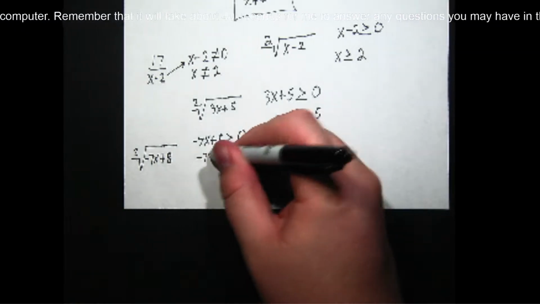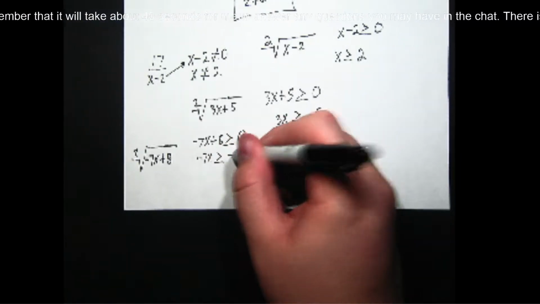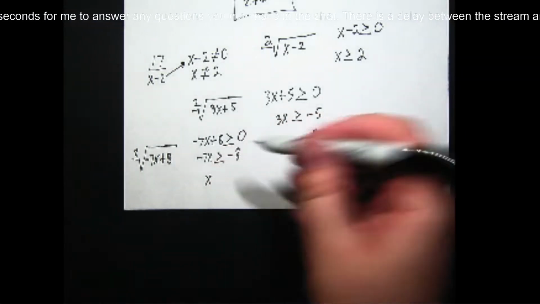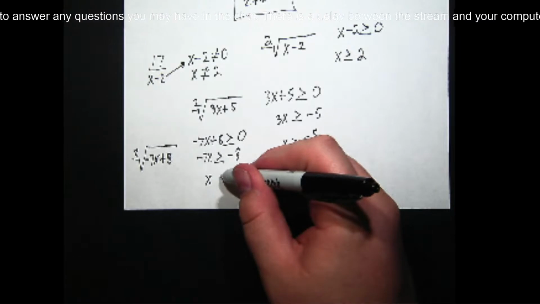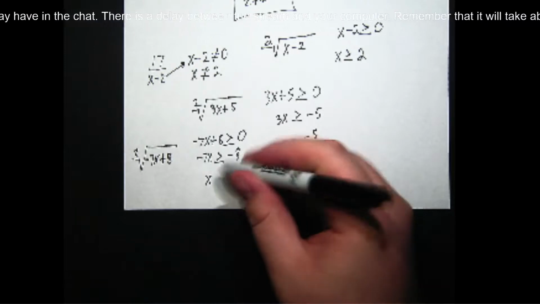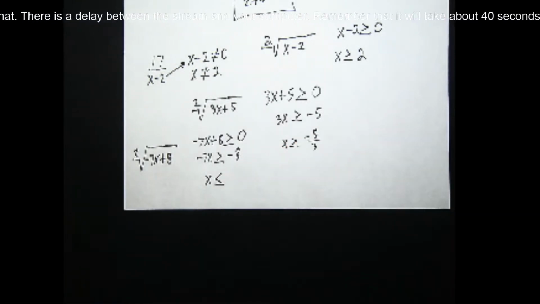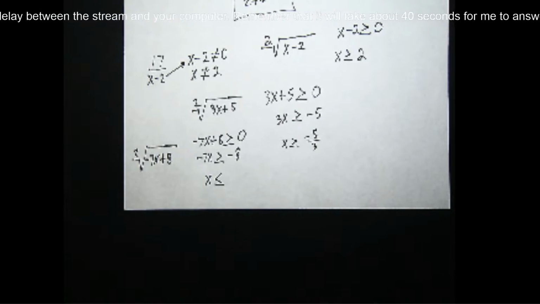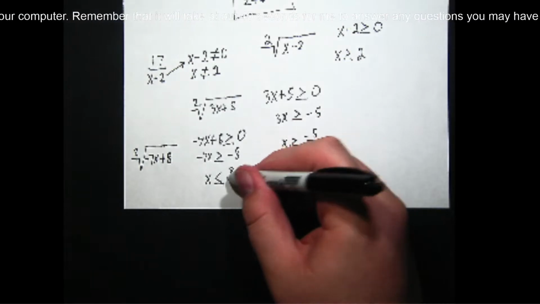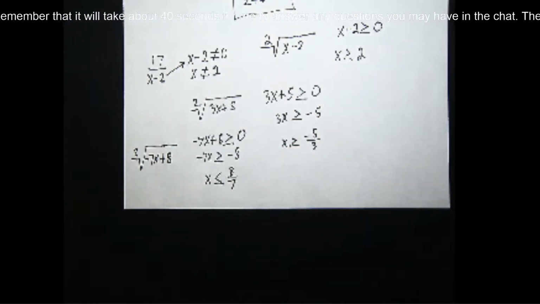So I get negative 7x is greater than or equal to negative 8. Go on. Okay, so I've got x is what? Try again. Well, the sign would flip. Yes. You're dividing by a negative. So we get x is less than or equal to, let's see, negative 8 divided by negative 7, that's 8 over 7. Don't forget that step there. If we divide by a negative number on both sides or multiply by a negative number on both sides, that inequality flips.